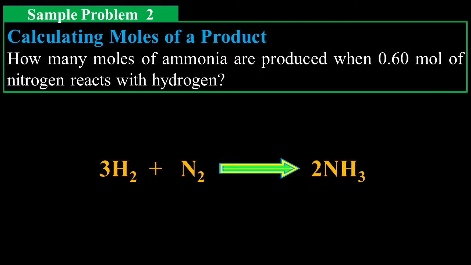How many moles of ammonia are produced when 0.6 moles of nitrogen react with hydrogen? Okay, here is the equation.